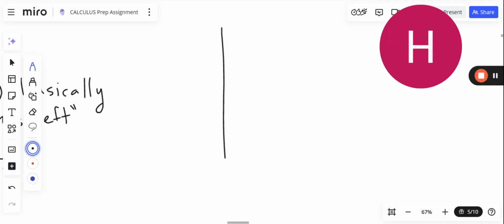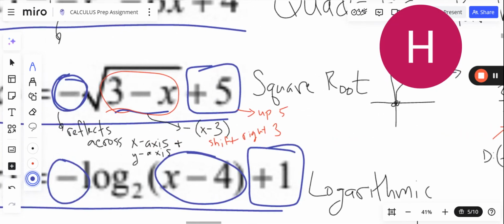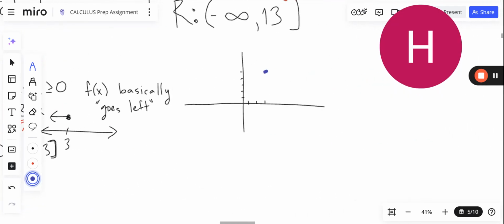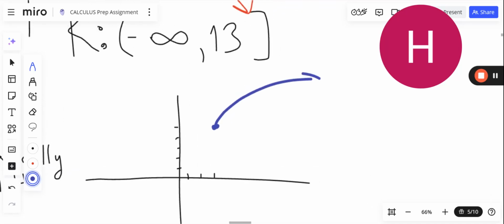Well, I'm going to go up 5 and to the right by 3. Maybe I'll make the unit smaller than that. 1, 2, 3. 1, 2, 3, 4, 5. That's where the new vertex is at. Just from the shifts, you understand? Just from the shifts, 3 and 5. Haven't reflected it. So if I didn't reflect it, it would look something like this. And the range would therefore go from 5 up to positive infinity.